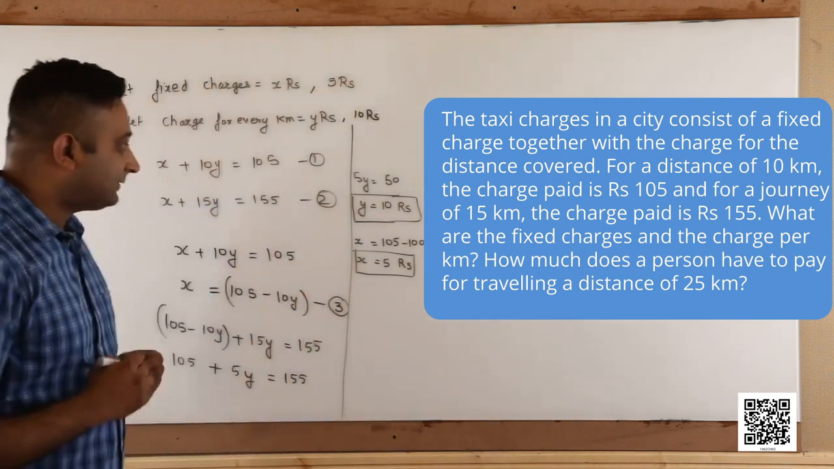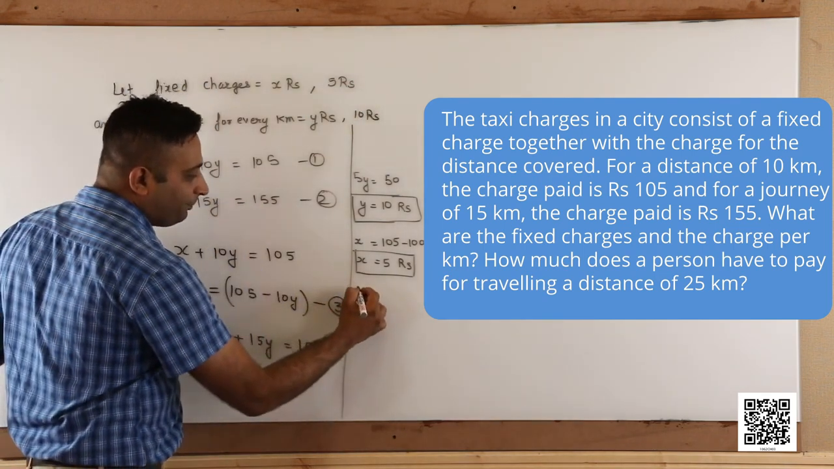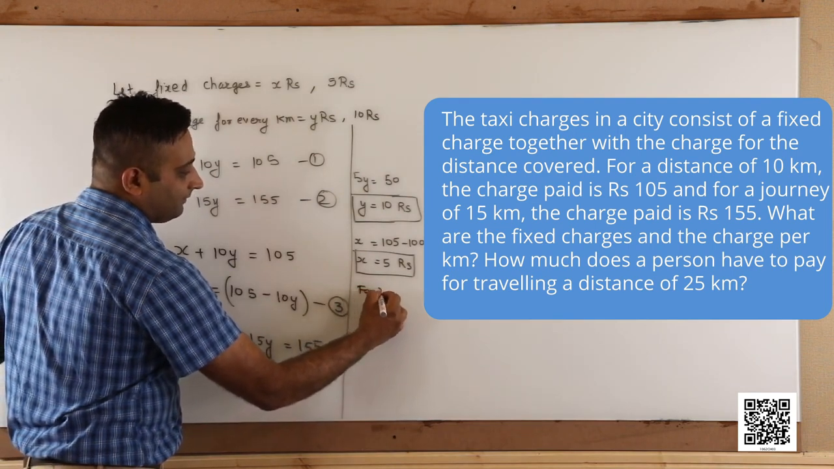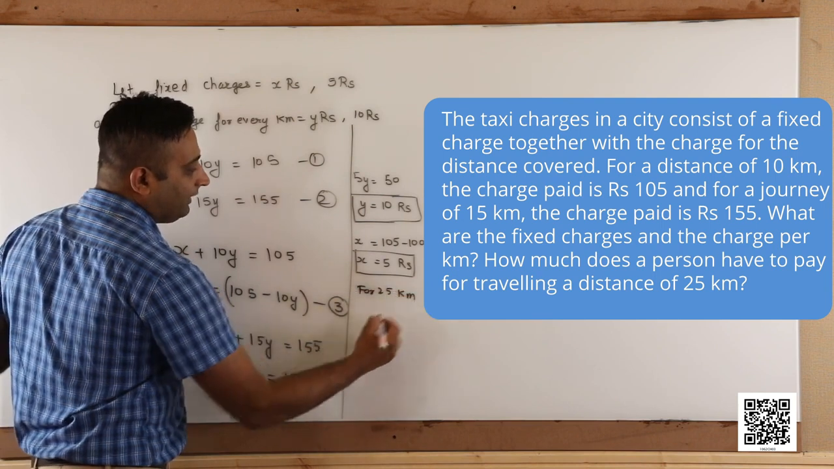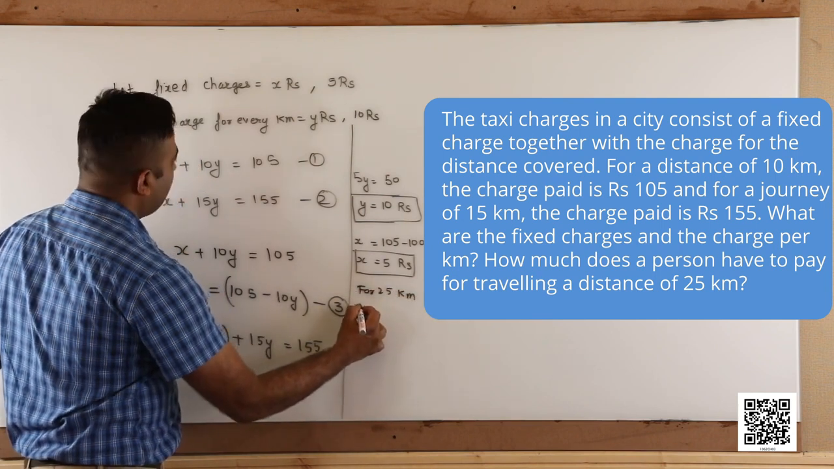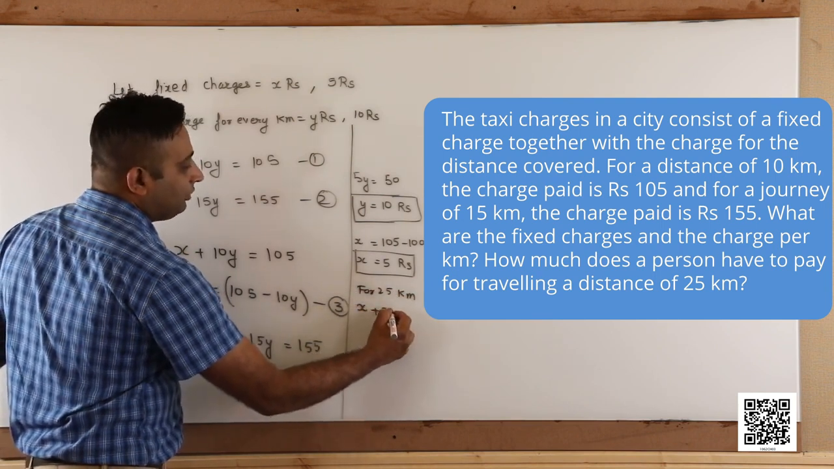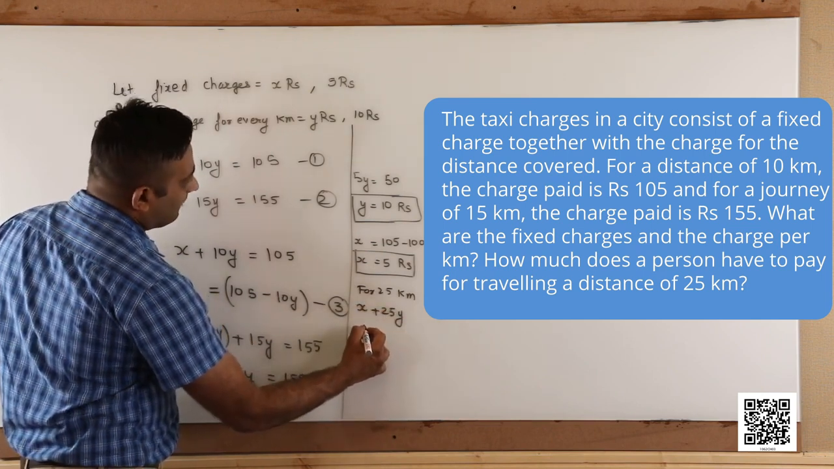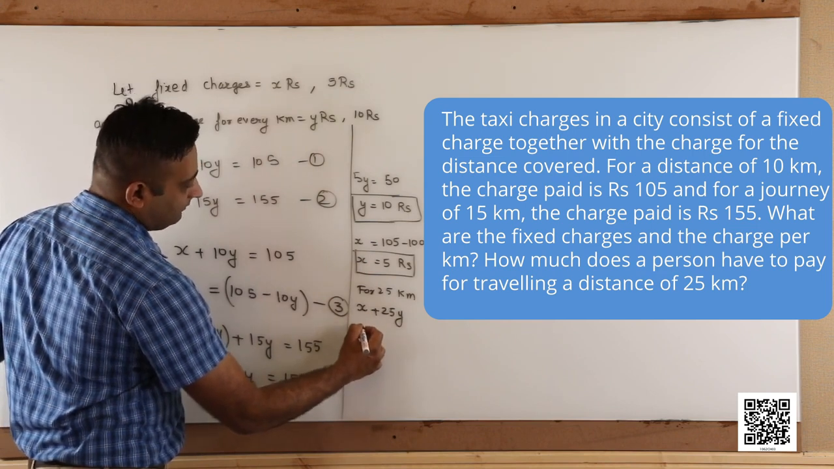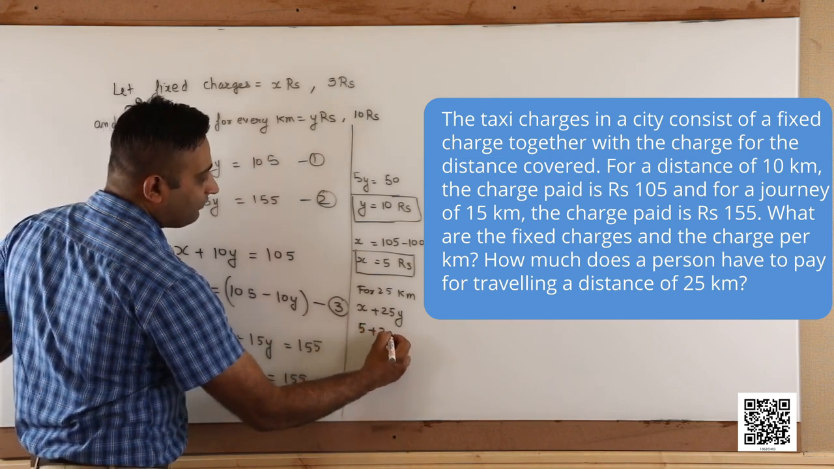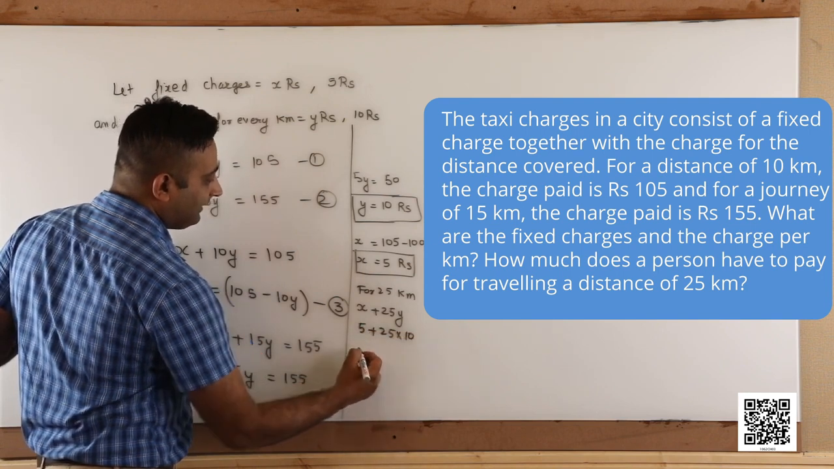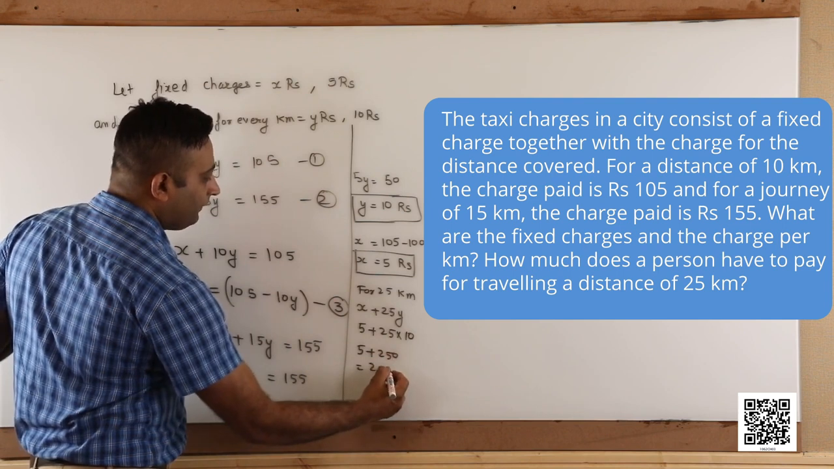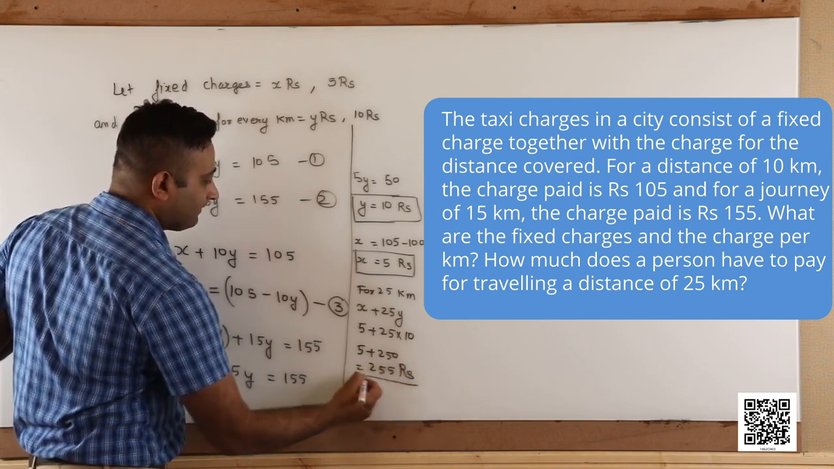Now let us find how much he has to pay for 25 kilometers. For 25 kilometers, the person has to pay x plus 25y. That means he has to pay 5 plus 25 into 10. That is 5 plus 250 is equal to 255 rupees.